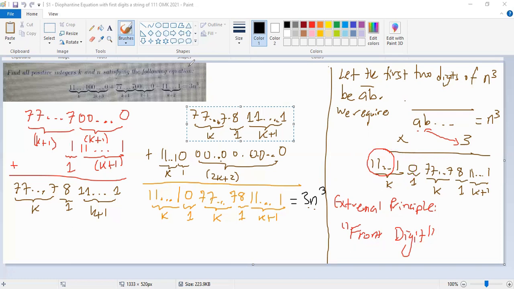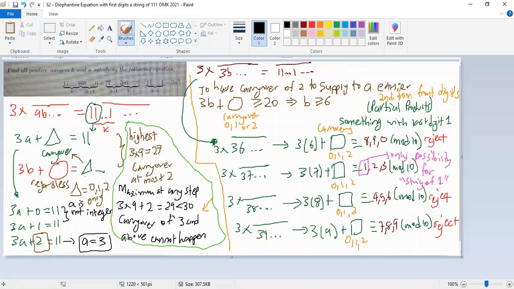Now to prove the second part, this brings us to our second image. Let's have a look at that, please. This is S2. Okay, this is the second image. And then what happened? I bring forth the string of ones. I'm trying to analyze the front part and the string of ones related to it. Here we have 3a plus some carryover could result in the first two digits, which is 11.